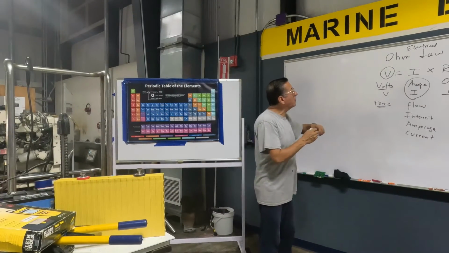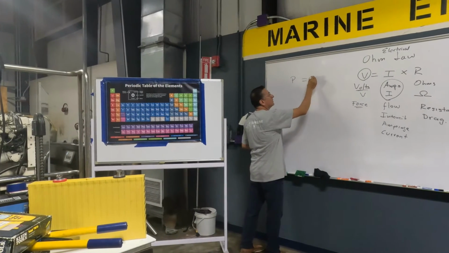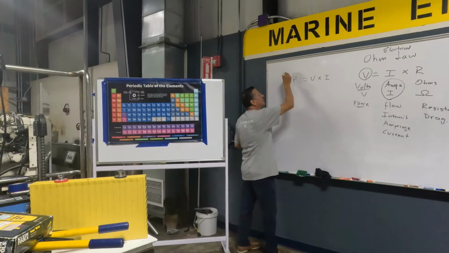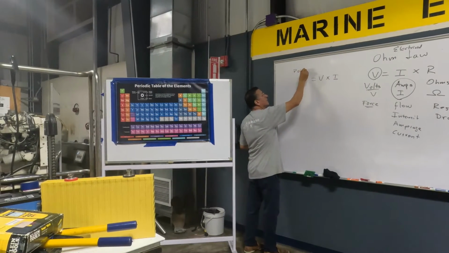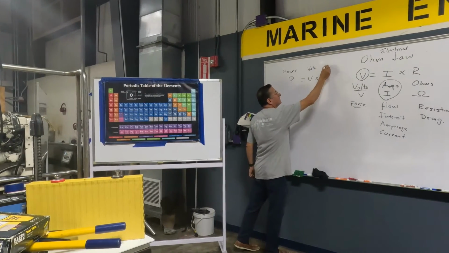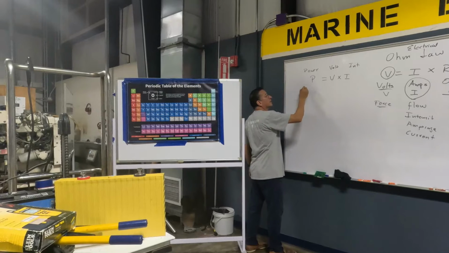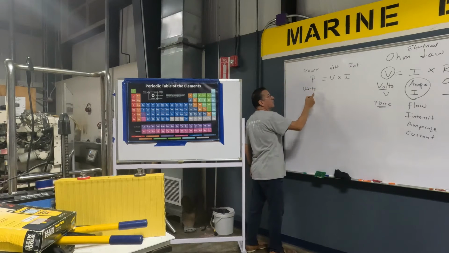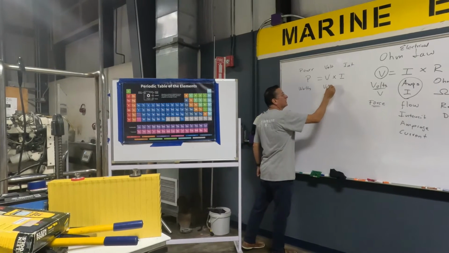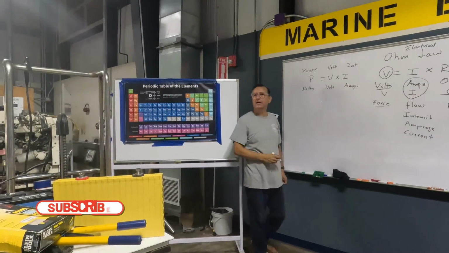The other formula of Mr. Ohm is this. The power is equal to voltage times the intensity. This is power. Watts. And this is volts. And this is intensity. What is the unit of power? Watts. What is the unit? Volt. And this is amps. That's okay?